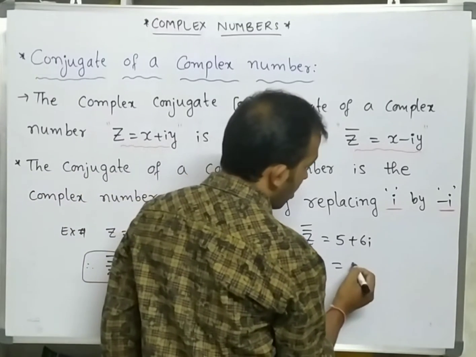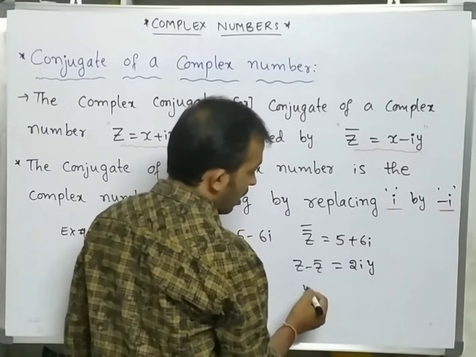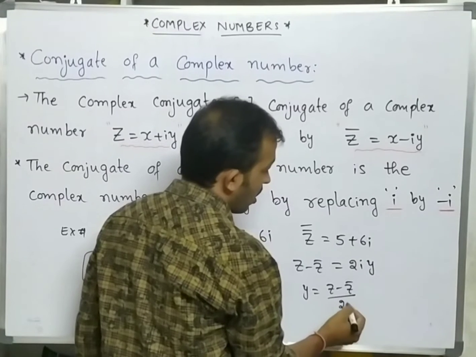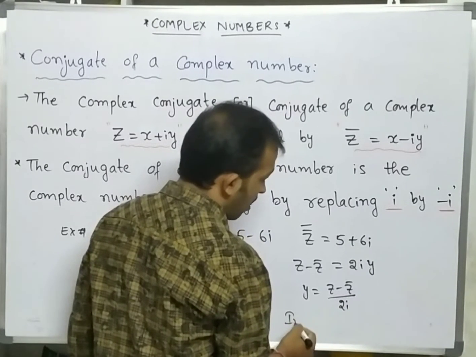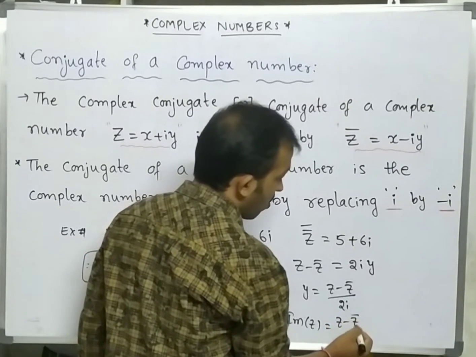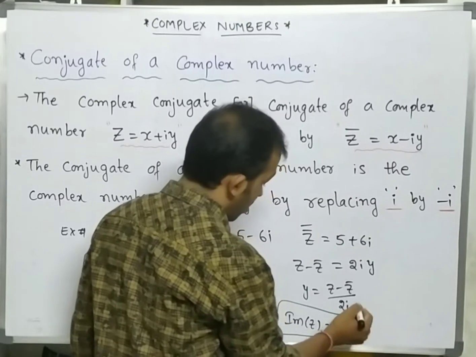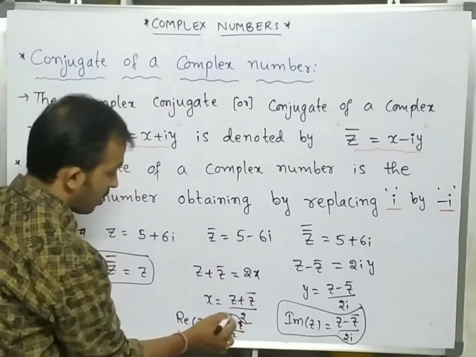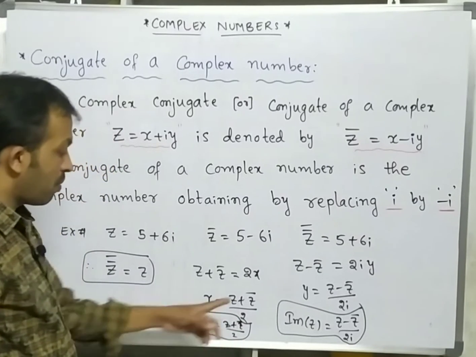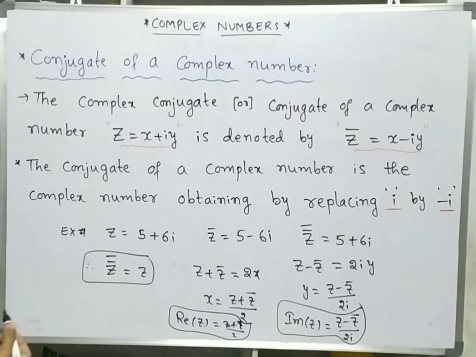z minus z bar is equal to 2iy, and y is equal to what? z minus z bar by 2i. So y is called the imaginary part of z. Imaginary part of z is equal to z minus z bar by 2i, and the real part of z is equal to z plus z bar by 2. So remember these three points, and some more properties we are going to observe.